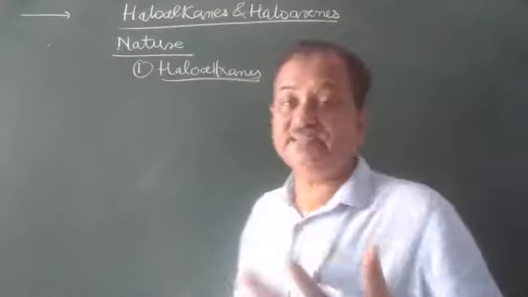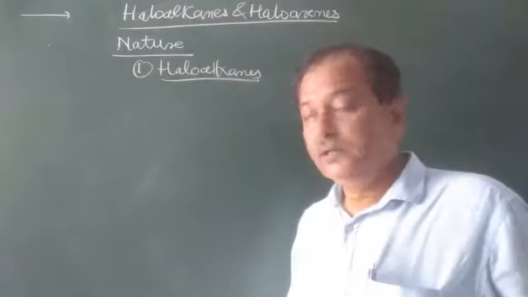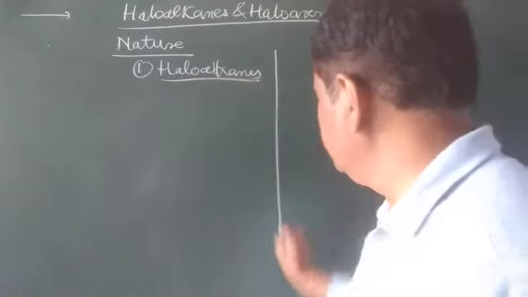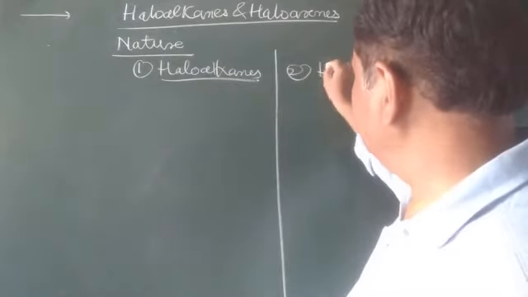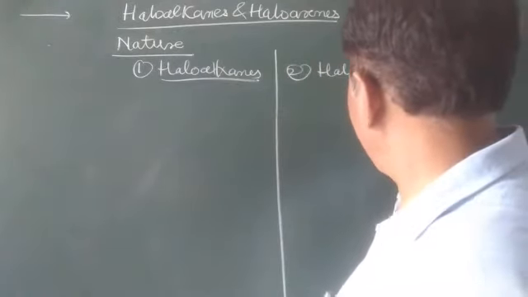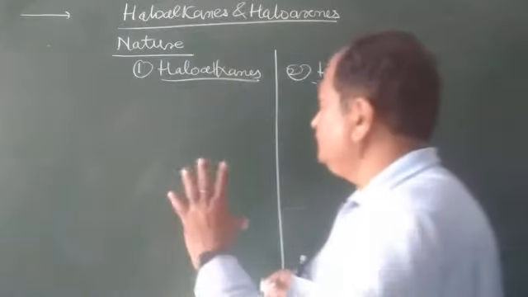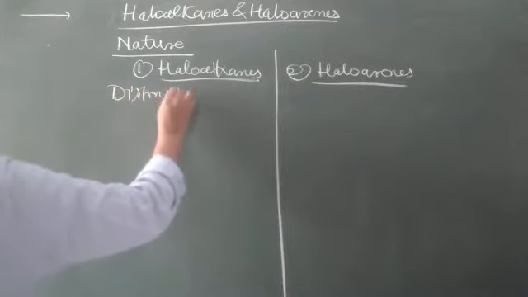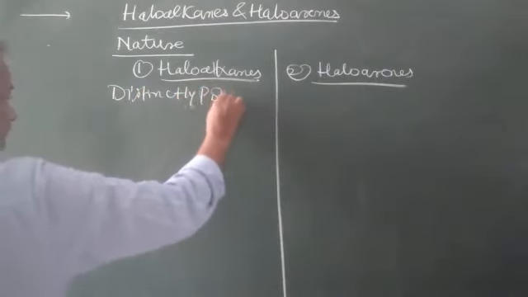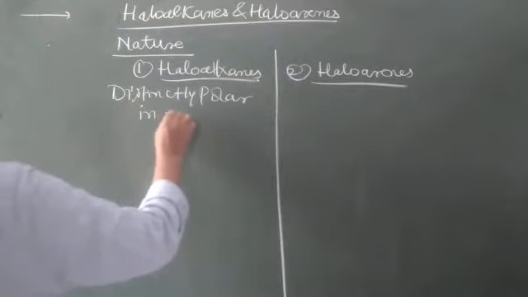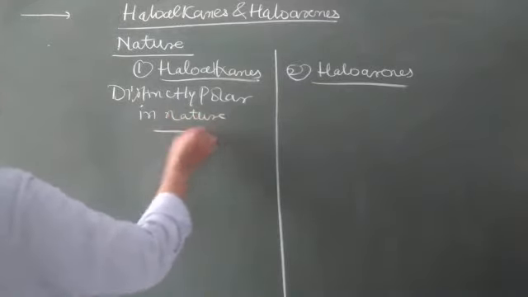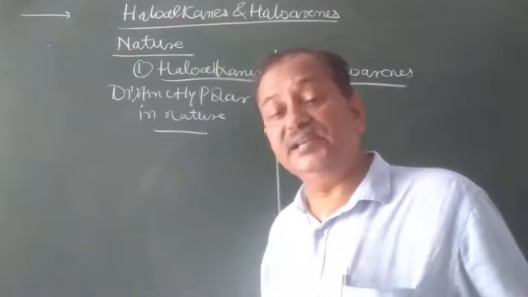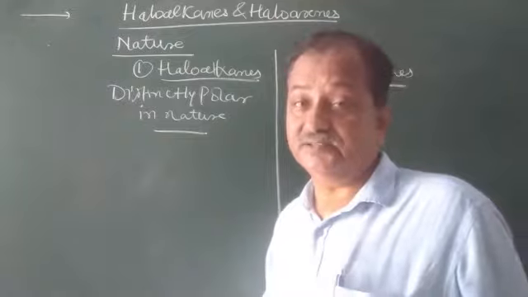Now coming to the next important part, nature. Haloalkanes and haloarenes have distinct nature. Here I am going to mark a line. This is about the haloarenes. Now haloalkanes are distinctly polar. They are distinctly polar in nature, which means they are water soluble and they exhibit reactions in which there is addition of nucleophiles.